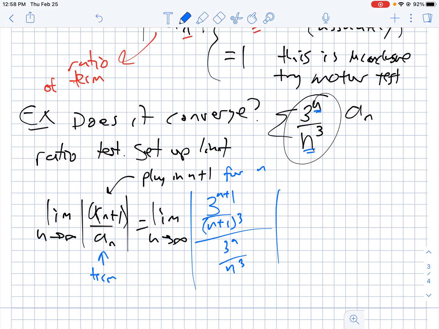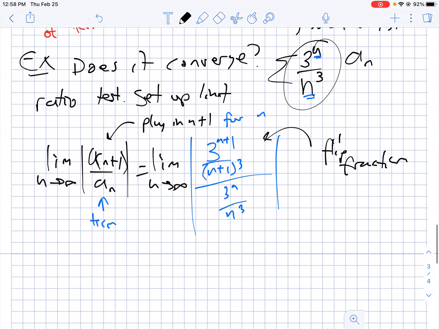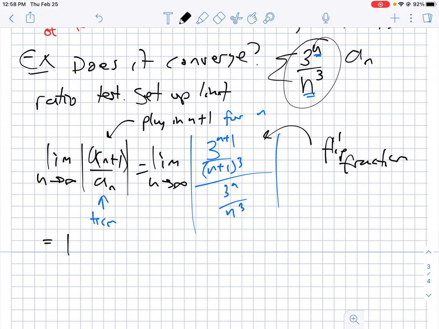I know it gets a little onerous, but do write the limit and the absolute value in each step. They're looking for that on the AP test. If you don't do that, they will take off points if you're not consistent with that. Okay, so what we're going to do is flip the fraction at this point. When I flip this fraction, I'm going to get limit n goes to infinity of 3 to the n plus 1 over n plus 1 cubed times n cubed over 3 to the n.